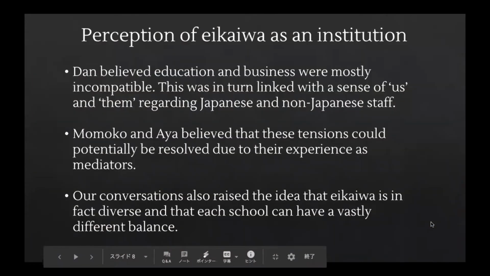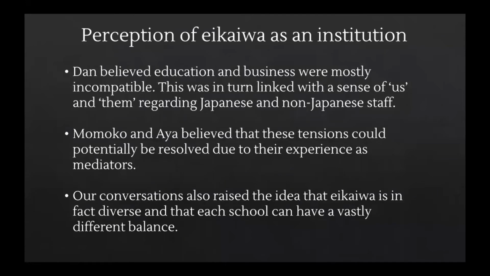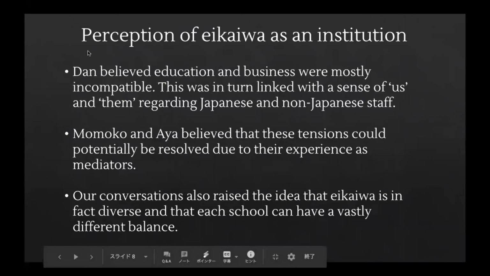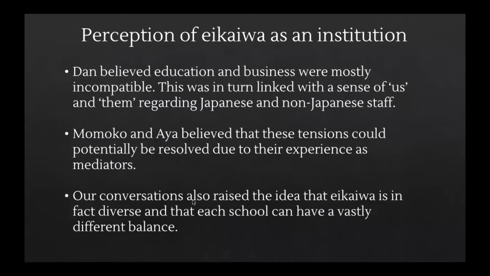So to summarize the section, perception of Eikaiwa as an institution. First, Dan believed education and business were mostly incompatible. This was in turn linked with a sense of us and them regarding Japanese and non-Japanese staff. On the other hand, Aya and I believed that education and business can be compatible. We believed that these tensions could potentially be resolved due to our experience as mediators.